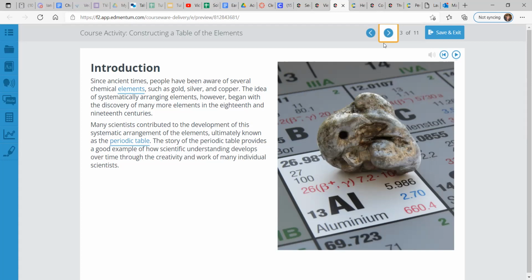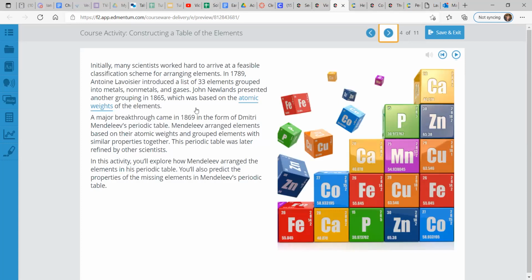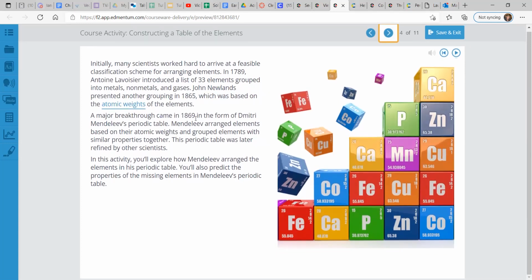The story of the periodic table is a good example of how scientific understanding develops over time through both creativity and the hard work of many individual scientists. We build knowledge on the backs of others that lift us up. Every scientific endeavor is a new step, and without the past, we wouldn't be where we are today. Initially, many scientists worked hard to arrive at a feasible classification scheme.